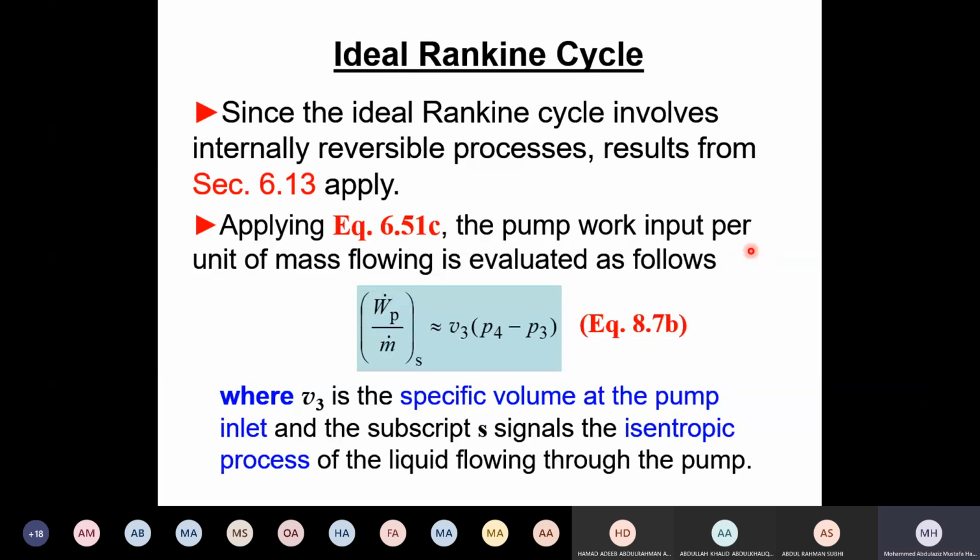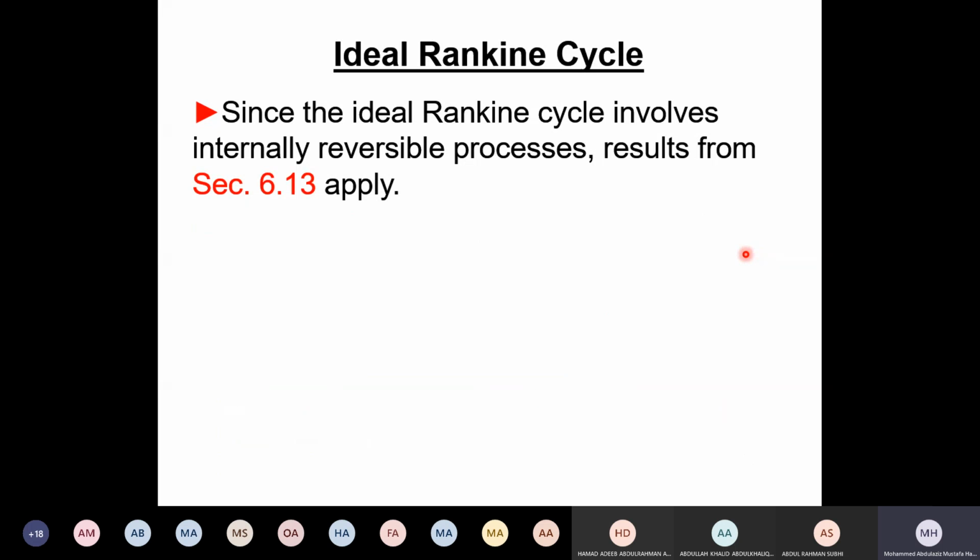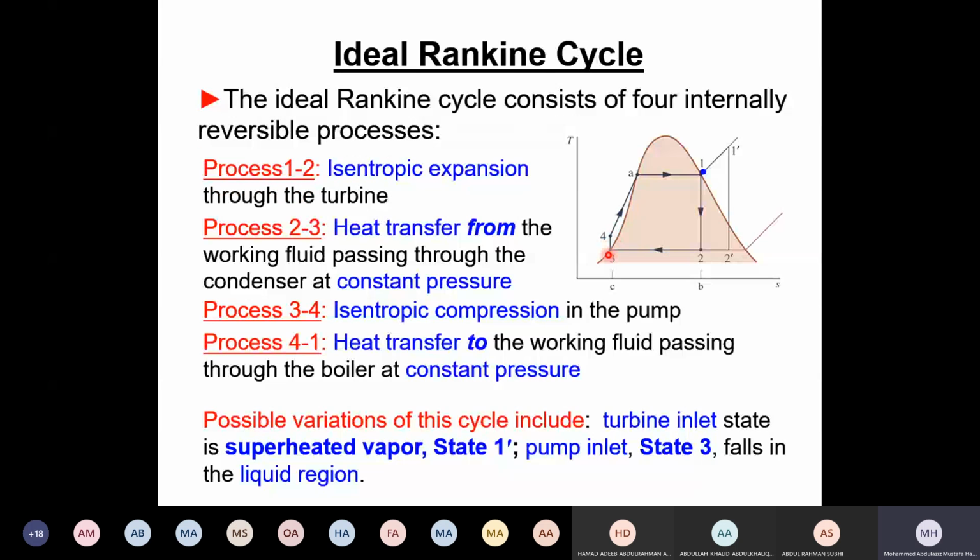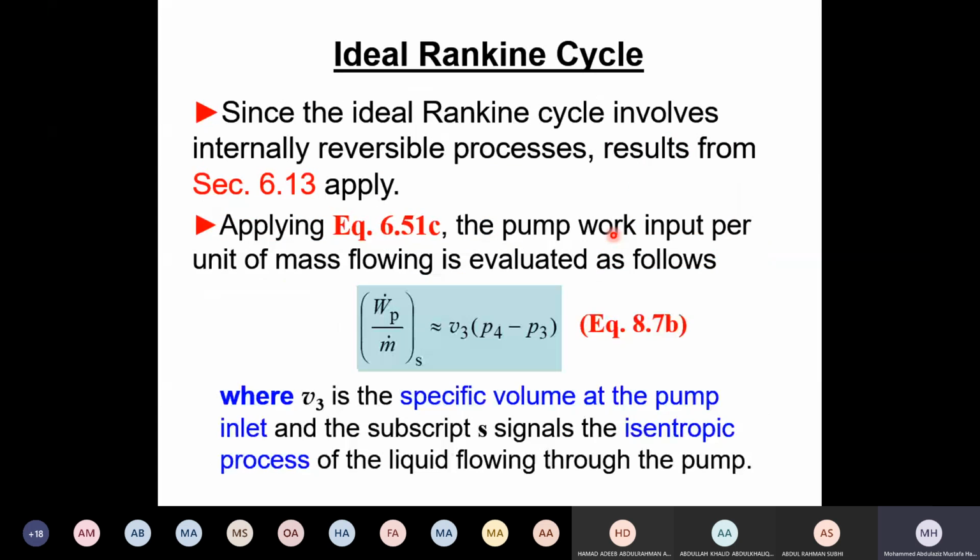Then regarding the turbine, compressor, turbine and boiler, we have H1, H2, H3, and H4. For the case of the pump, it is in the compressed liquid region, and you may not find H4 in the tables. Therefore, we say that W pump is equal to the integral of V dP. So we get V3 multiplied by delta P, P4 minus P3. This is the procedure to get W pump. I'm going to have an example soon regarding this.